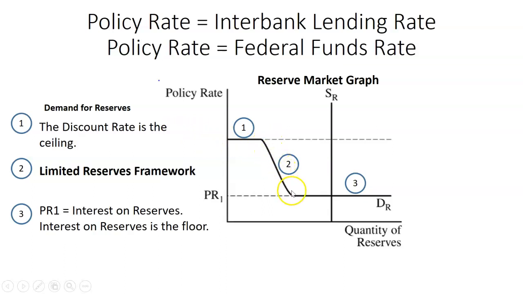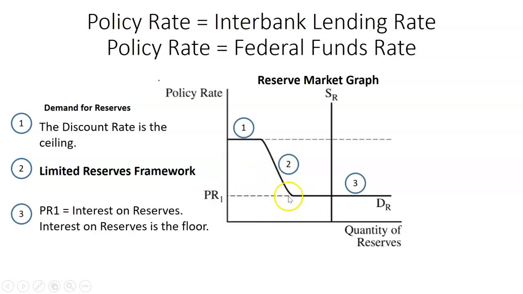In this downward portion of the demand for reserves, this is our limited reserves framework. This is where you can see that as you move along the quantity of reserves, you have a change in the policy rate. As the policy rate decreases, the quantity of reserves increases. As the policy rate increases, the quantity of reserves decreases.